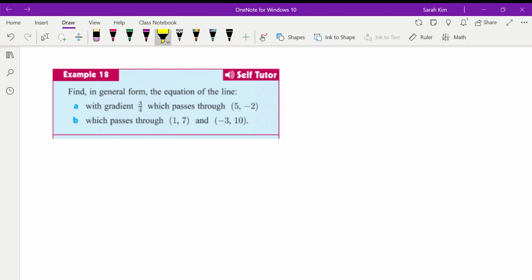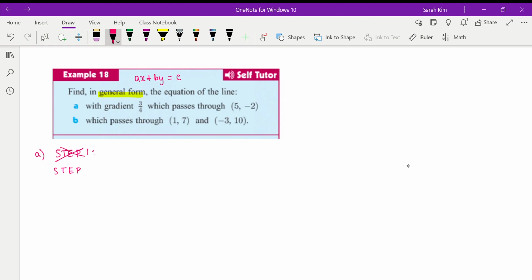Alright, let's do example 18. So pause the video and come back to it if you want to, or let's just keep going. So let's copy down example 18. Now, the general form looks something like this: ax plus by equals c. So we want that form in the equation of a line. First of all, we have a gradient. That means I don't have to do step 1, because step 1 was finding the gradient, so I can skip it. Great.